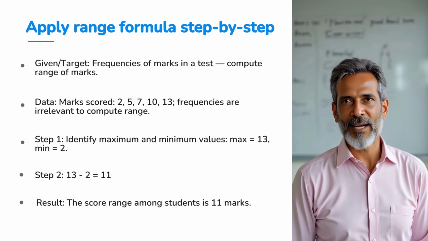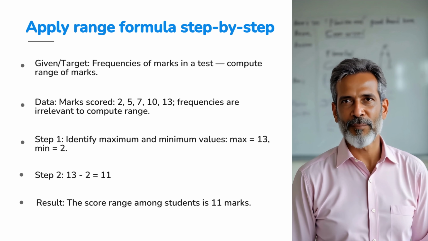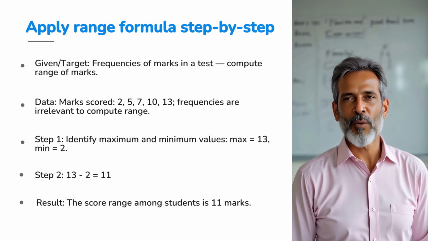Step 1. Identify the maximum and minimum marks. The maximum is 13 and the minimum is 2. Step 2. Apply the range formula. Range equals maximum minus minimum. So 13 minus 2 equals 11. That means the scores have a spread of 11 marks. The students' marks lie within this interval. Picture the marks in a table with the marks column highlighted and imagine an arrow stretching across a number line from 2 to 13 showing the range. Wasn't that straightforward? Let's explore one important limitation of using range now.